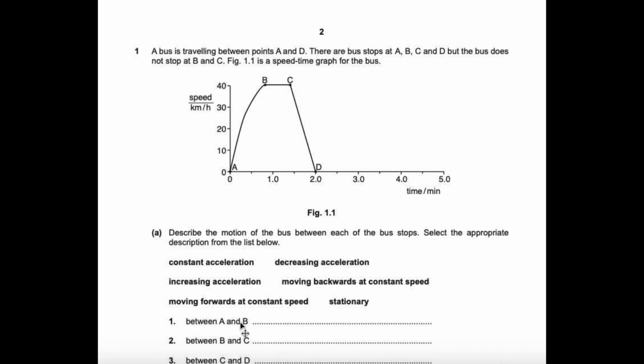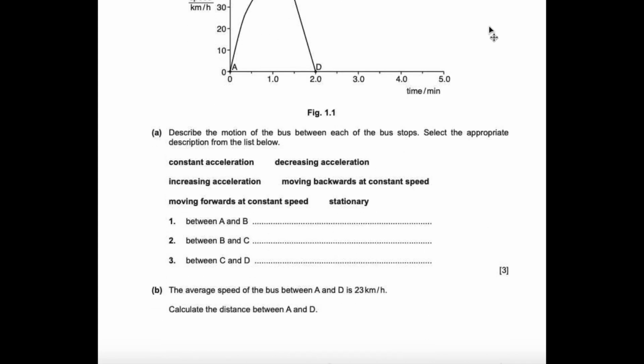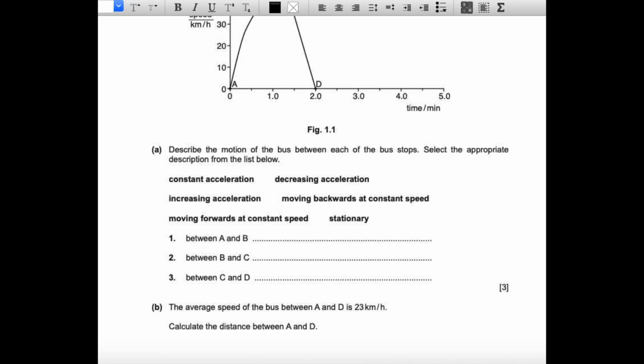The first one, between A and B. If you look between A and B, you have a speed time graph, so the gradient of this graph will give us acceleration. But in this case, the curve becomes less steep. This means that we have decreasing acceleration. The acceleration is decreased. So we can write here: decreasing acceleration.